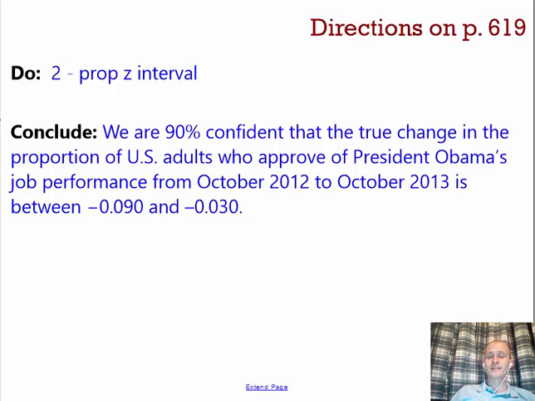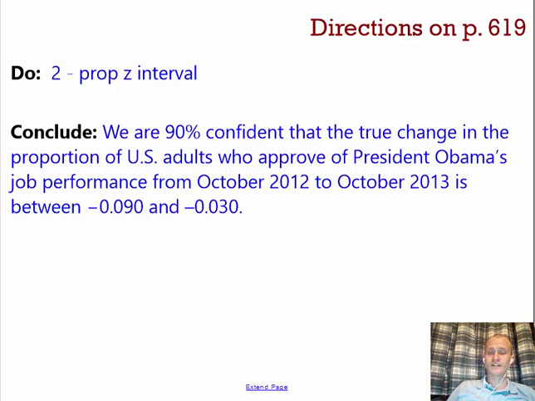So we are 90% confident that the true change in the proportion of U.S. adults who approve of President Obama's job performance from October 2012 to October 2013 is between negative 0.09 and negative 0.03, so between 9 and 3%.